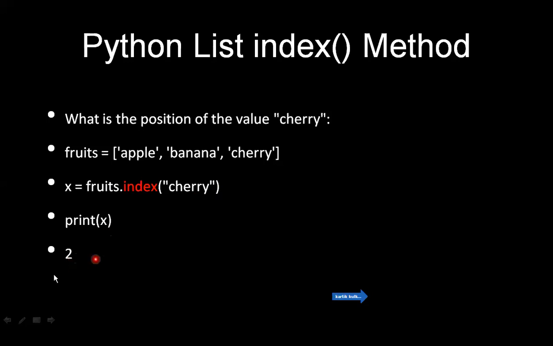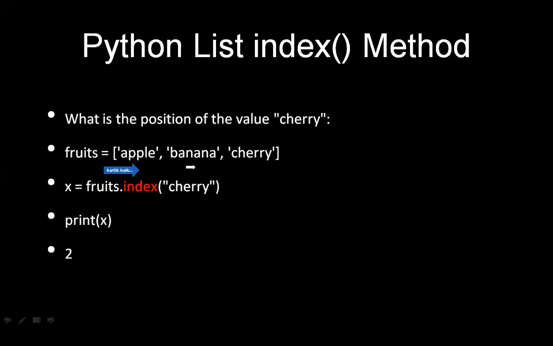Now the question that arises is why the output is 2 here. Let me clearly illustrate that. Here first, apple will have the index number 0.